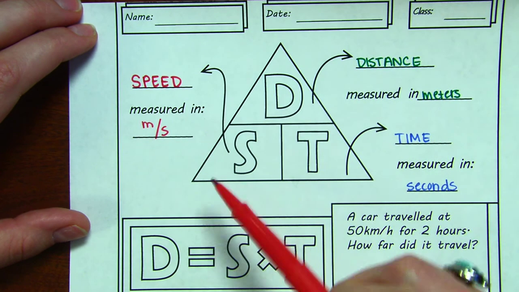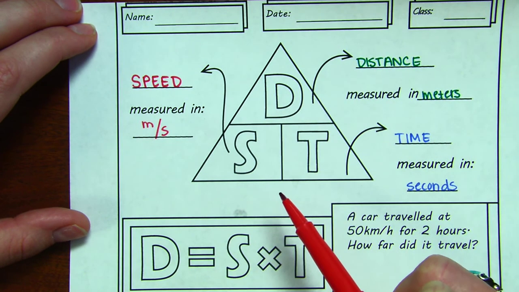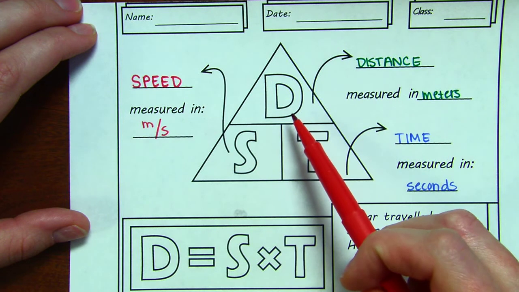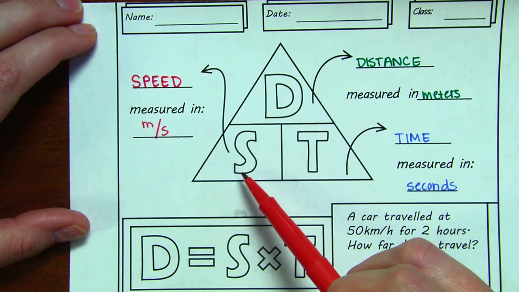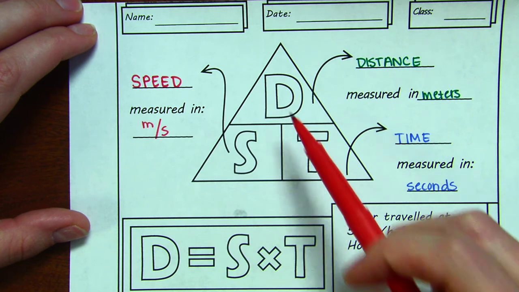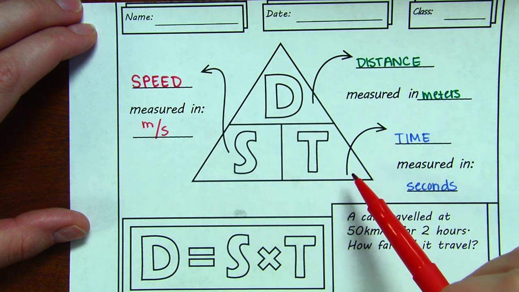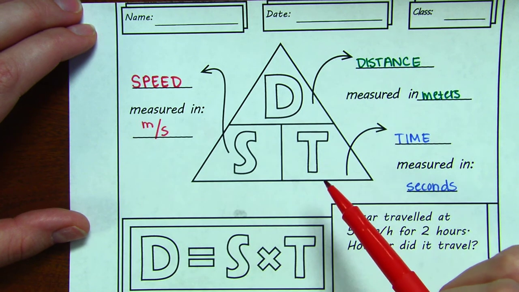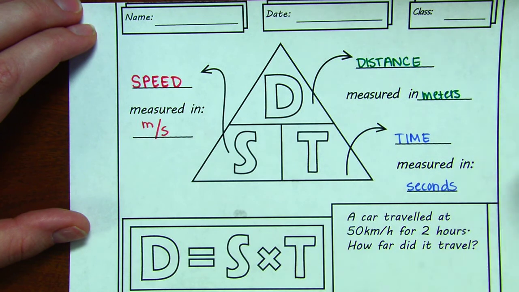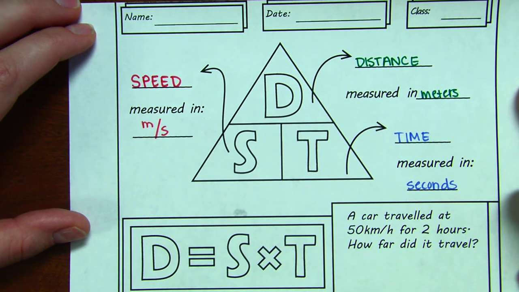So you're going to see this formula triangle quite a bit in this unit. And we have D for distance in the top of our triangle, S for speed in the bottom left, and T for time in the bottom right. So it's important for you to memorize this formula triangle because it's going to make finding speed, distance, and time a lot easier as far as remembering the formulas for each one of those.